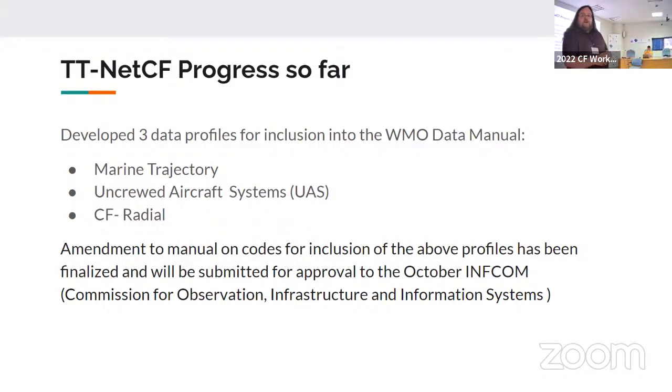And so we have written the data profile, and those will be sent to the Commission for Observation Infrastructure and Information Systems, another acronym, which doesn't actually make sense, but anyways, INFCOM. And they have to approve this. And if they get the stamp of approval, then in I think November, it will actually go into the WMO data manual. And that means that it's approved for use on the GTS and the WIS.